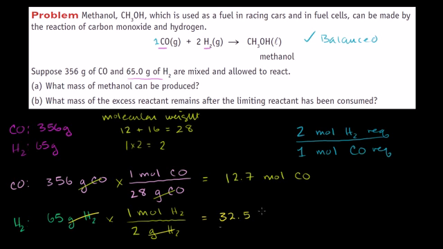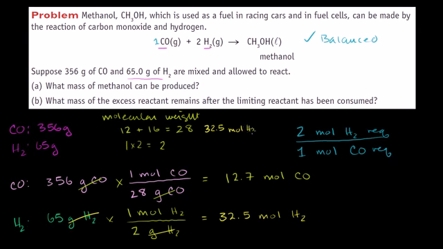32.5 moles of hydrogen. Now, we know exactly how many moles of carbon monoxide and how many moles of hydrogen they've given us. Let's figure out what the ratio is, and we'll do it in the exact same way as we wrote up here. So we have 32.5. This is what we're given.